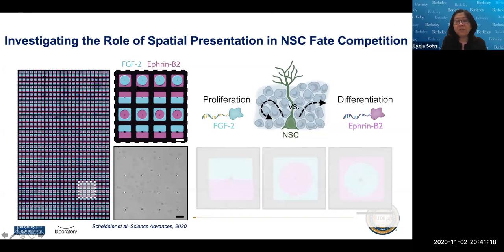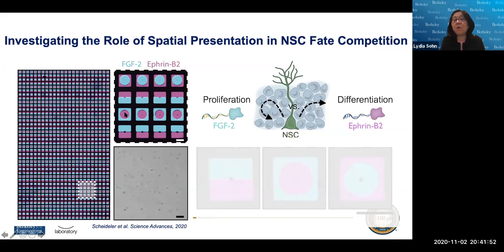And what we're interested in, again, was to look at these competing cues. And what you see here is what we chose to do is to look at three different spatial presentations. One in which the neural stem cell pattern in the center first sees just FGF2, and then surrounding that is Ephrin B2. And the question really was, would the neural stem cell just remain in FGF2 or would it actually see Ephrin B2? And the flip side would be, what if it actually starts off in Ephrin B2?